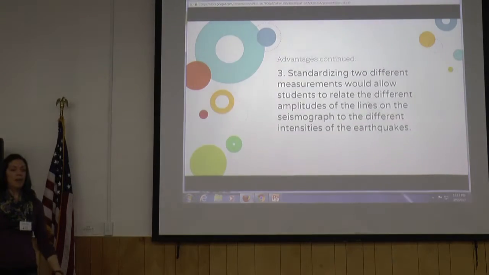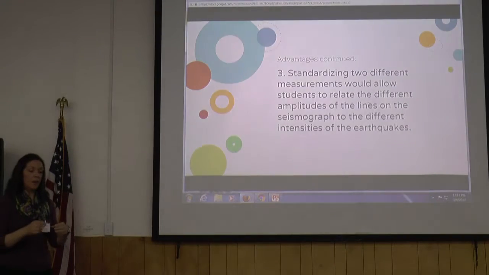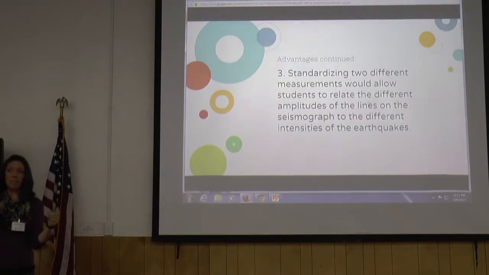So assessment-wise, another thing that we did that I forgot to mention is we had them take the paper from their seismograph and label which of the marks would be more reflective of a P wave or an S wave or whatever. So they had to turn that in, along with their lab write-up about it. So that's what we did.